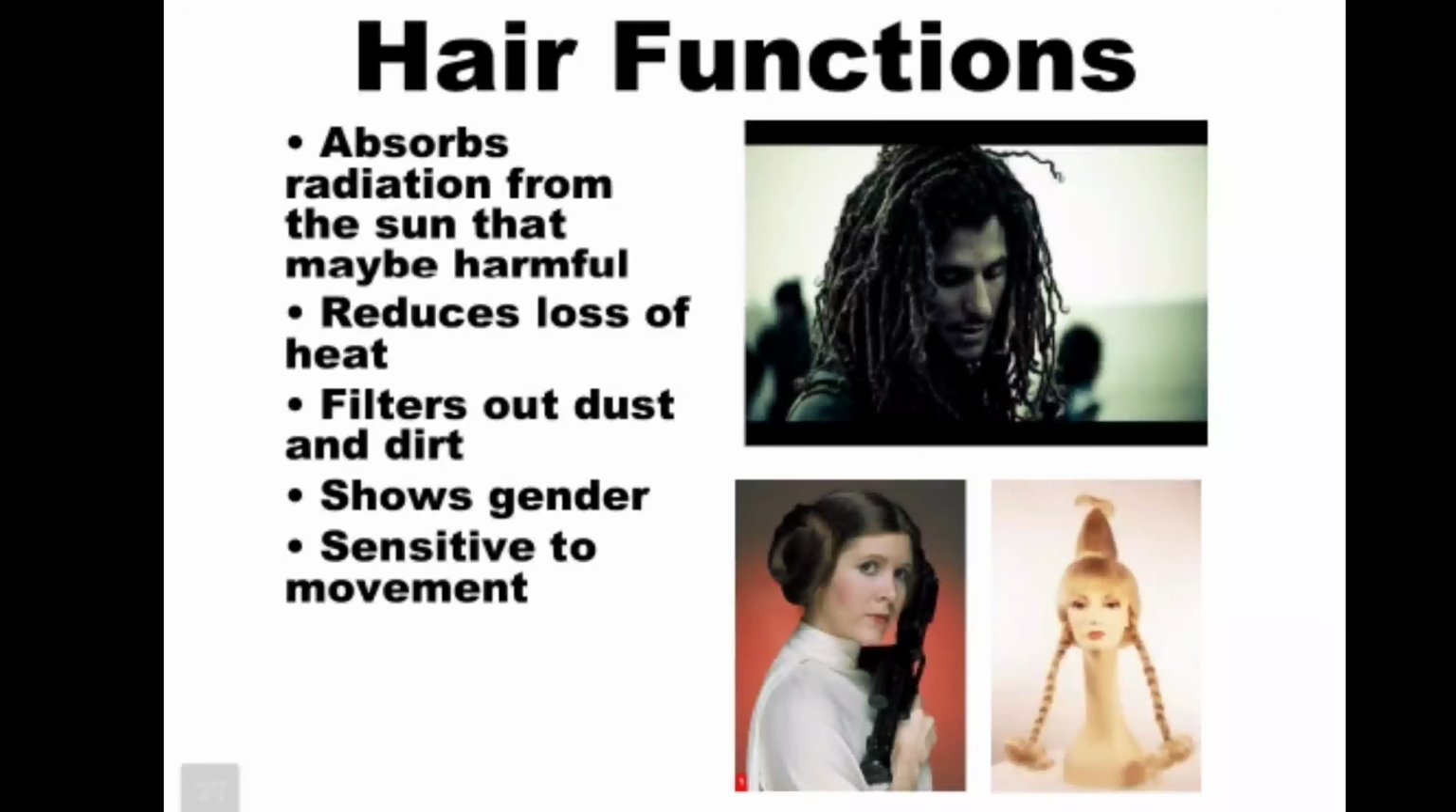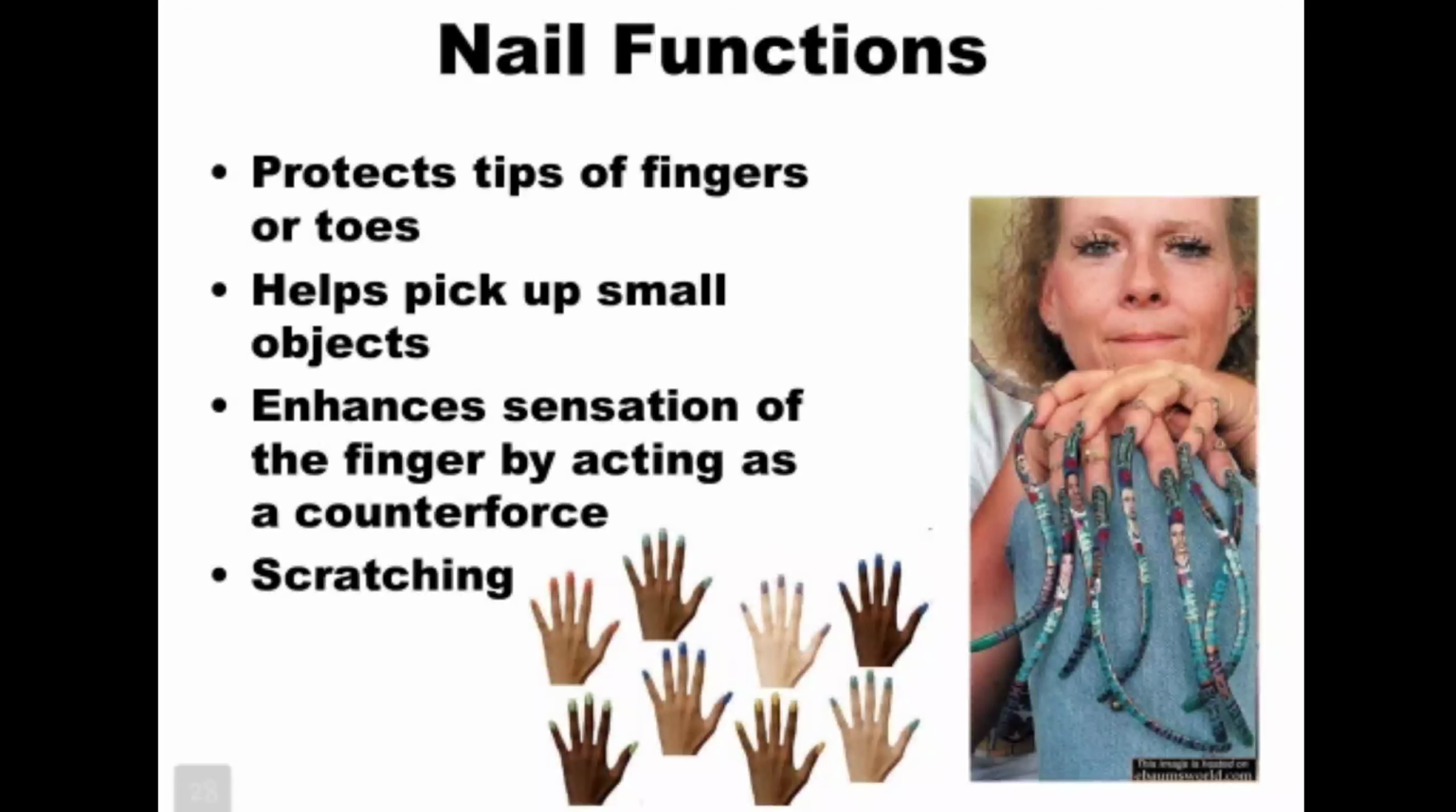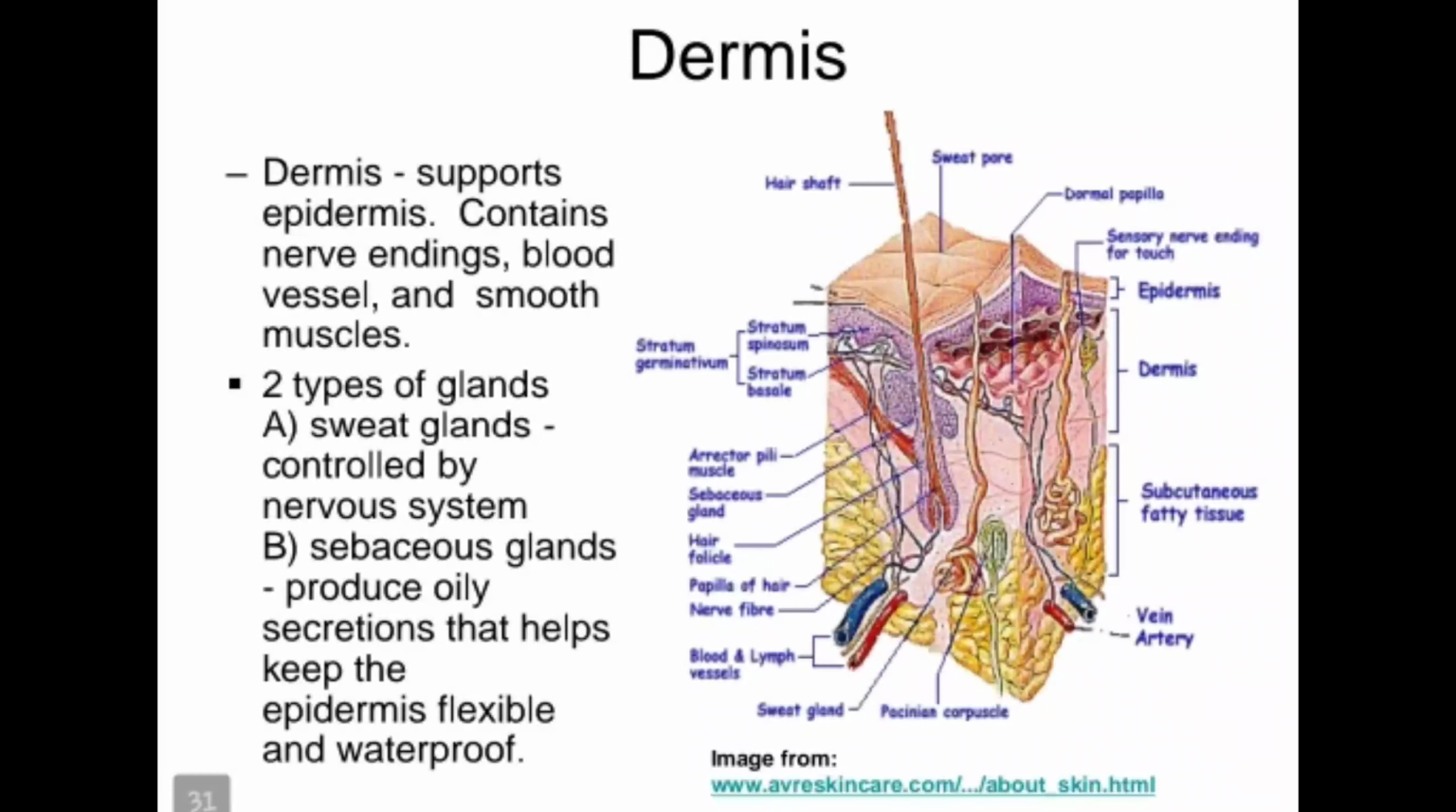Hair functions: absorbs radiation from the sun that may be harmful, reduces loss of heat, filters out dust and dirt, shows gender, sensitive to movement. Nail functions: protects tips of fingers or toes, helps pick up small objects, enhances sensation of the finger by acting as a counterforce. Scratching.